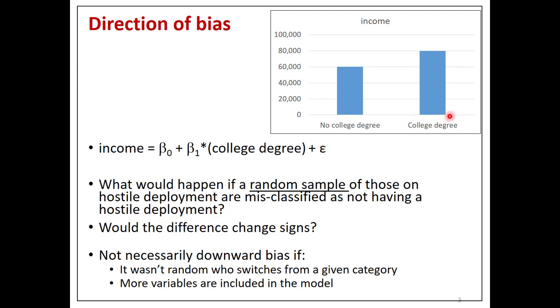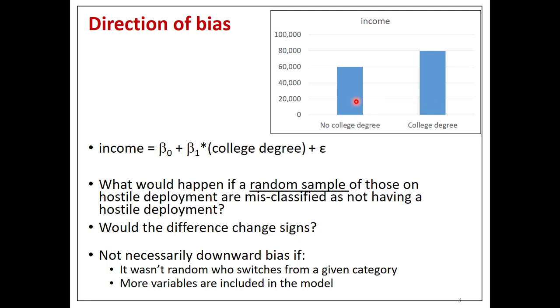Likewise, if some of these people with a college degree got misclassified over in the no college degree category, well then that average income is going to go up. And so while 20,000 might be the true difference, after there's some measurement error, then the difference is going to be much smaller than that. Okay, now the difference really shouldn't change signs unless there's perhaps more people who are incorrectly classified than correctly classified. Then it may actually change signs, and it looks like those with a college degree get less income than those without a college degree, but that's unlikely.